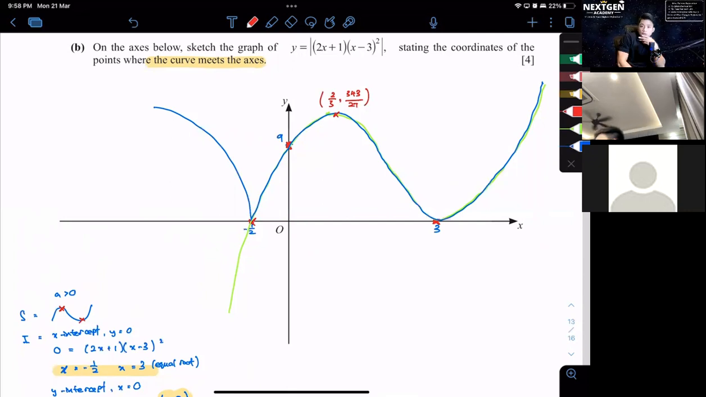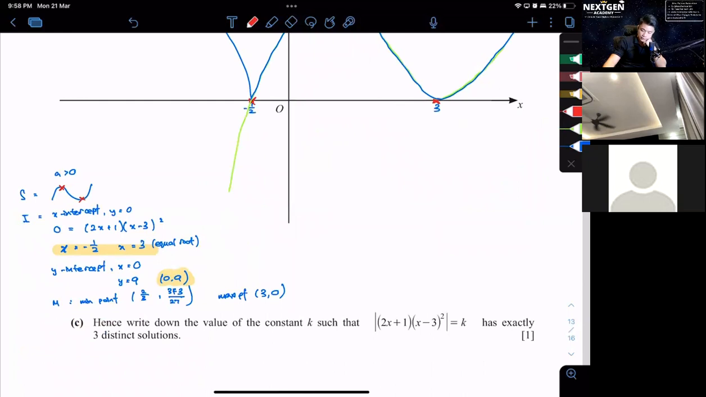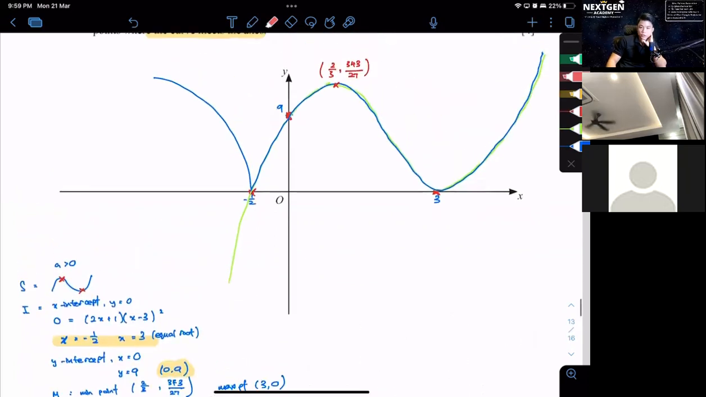Axis. Okay. Your x-intercept, y-intercept. Either 2 marks or 3 marks there. Okay. So this is an important question. Okay. So you'll see, hence. Hence, write down the value of the constant k such that modulus 2x plus 1 times x minus 3 squared, modulus, equals k has exactly 3 distinct solutions.